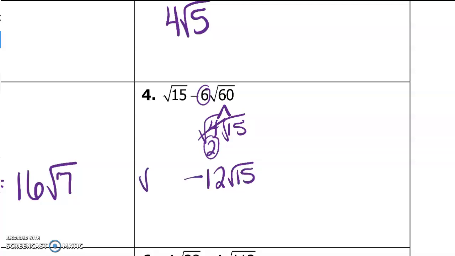I like to write this out just so I have it all in a row, but if you don't need to, that's fine. Remember, if there's nothing there, that means there's an invisible 1. So 1 minus 12 gives us negative 11 square root of 15.